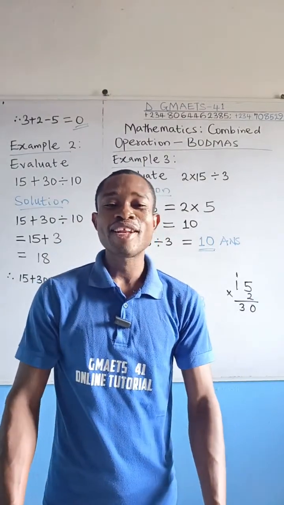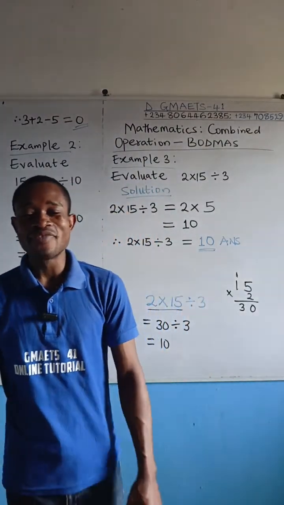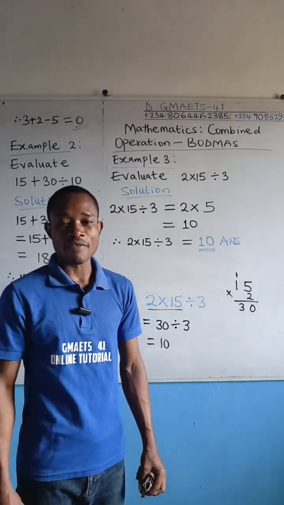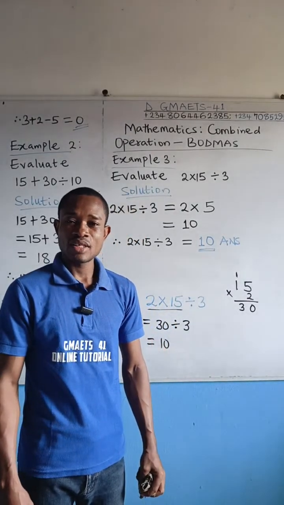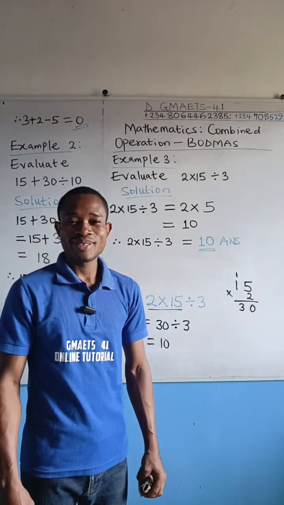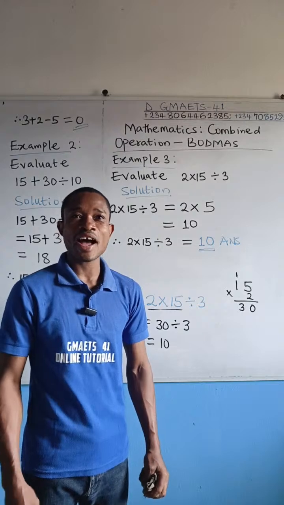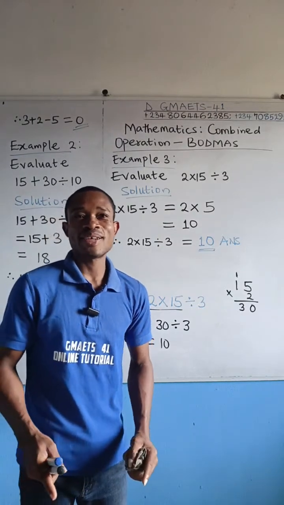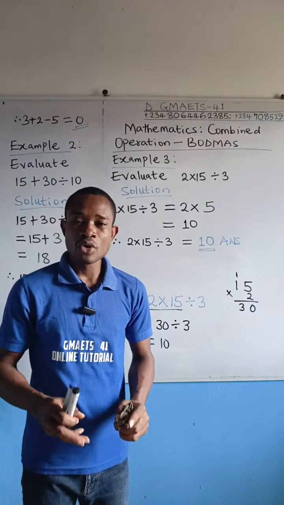If you have, let's say, multiplication, division, addition, subtraction, please follow the normal order to avoid making mistakes. Is that okay? And take note. You cannot say you have multiplication and subtraction, and then do subtraction first. No, follow the normal standard.